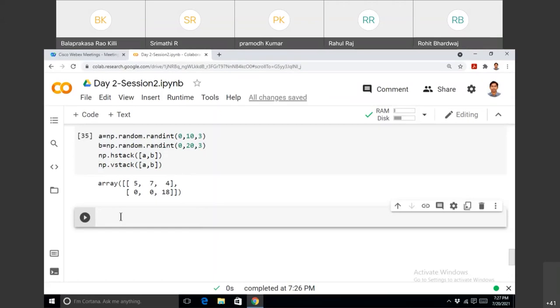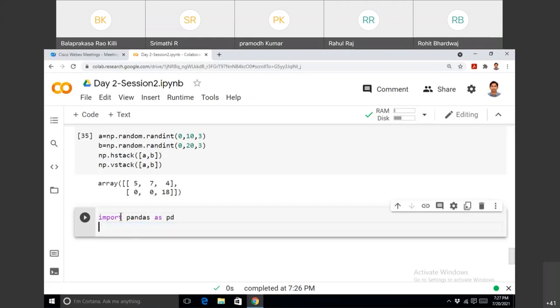So basically, pandas has two important data structures. The first one is called series. The second one is called data frame. So first we'll see how exactly this series works. This series can take a list as an input or a dictionary as an input. So first, let me tell you how to import pandas. You can simply write import pandas. You can use some shortcut name, pd. Let me give pd only. Okay. Now, let us see how to generate a series using a list.